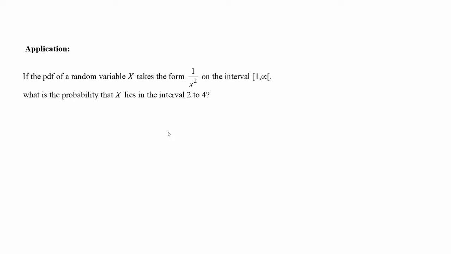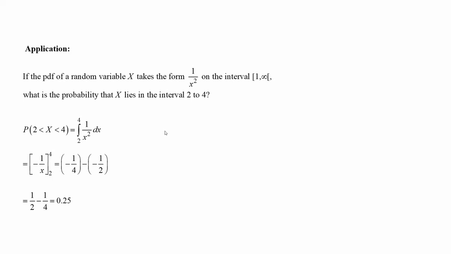Finally, let's consider an application. If the probability density function of the random variable x takes this form, 1 over x squared on the interval 1 to infinity, what is the probability that x lies in the interval 2 to 4? In order to do this, we need to integrate the function 1 over x squared between the limits 2 and 4. So integrating 1 over x squared, the indefinite integral is minus 1 over x, and if we evaluate that at the upper and lower limits, we get minus 1/4 minus minus a half, or a half minus a quarter, which is equal to a quarter, or 0.25.